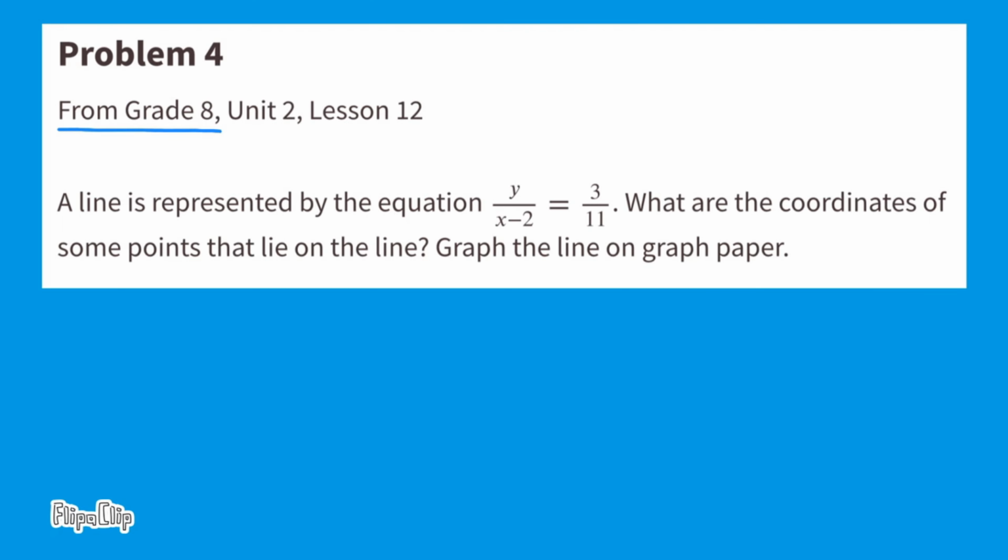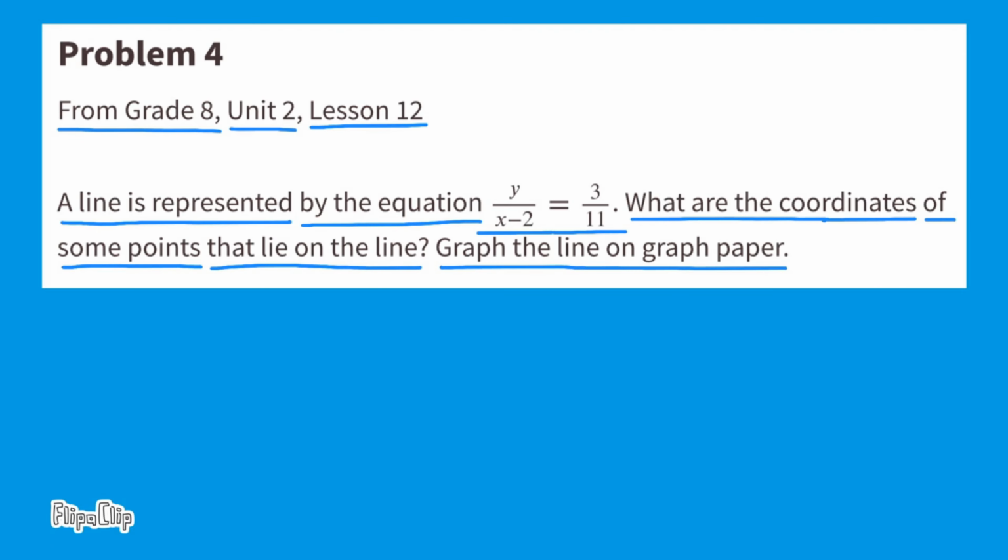Problem number 4 from 8th grade, Unit 2, Lesson 12. A line is represented by the equation y over x minus 2 equals 3/11. What are the coordinates of some points that lie on the line? Graph the line on graph paper.